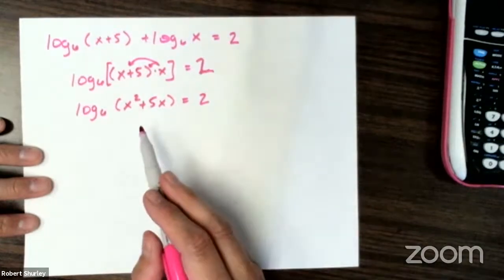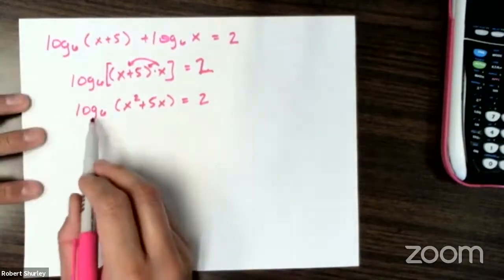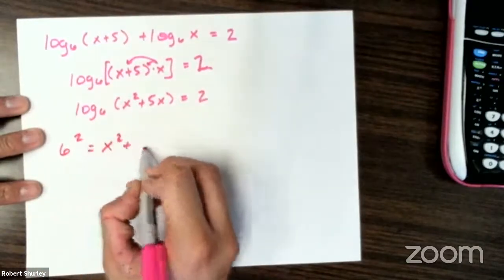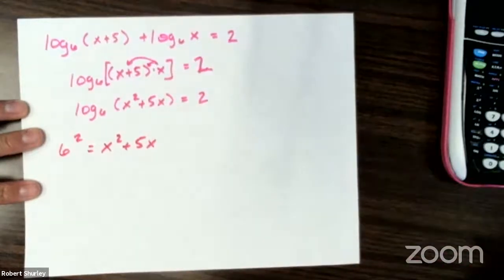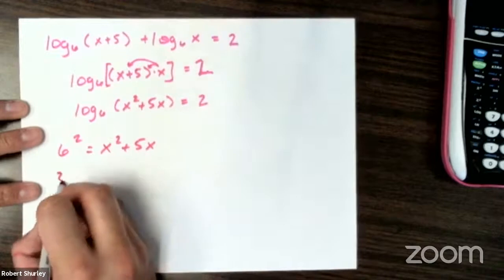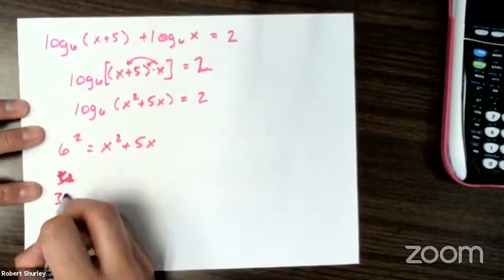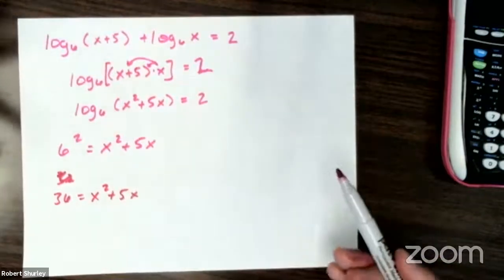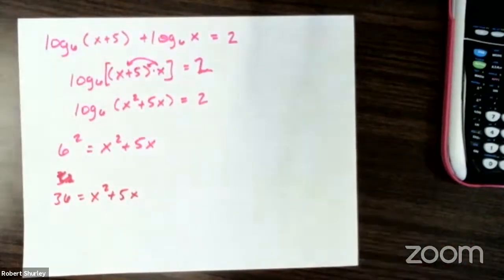Okay, so now I'm going to write it as an exponent. Well, this is our base, so 6 squared equals x squared plus 5x. Great. Now 6 squared is just 36, right? Oh man, this turns into an equation that we've been solving since day 1 of college algebra. This is a quadratic equation. We know how to do these, hopefully.